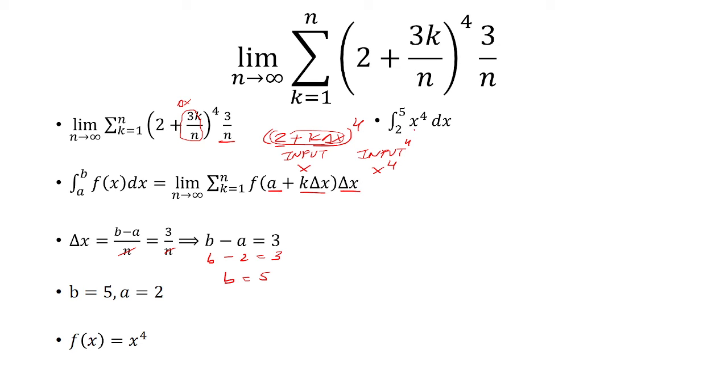Now this is one way of doing it. We can also do this a different way. And this different way depends on how you define f of x. Previously we said f of x was x to the 4th. But what if we took advantage of this 2? What if this 2 was part of my f of x? So what if we said instead, let f of x be 2 plus x raised to the 4th power?